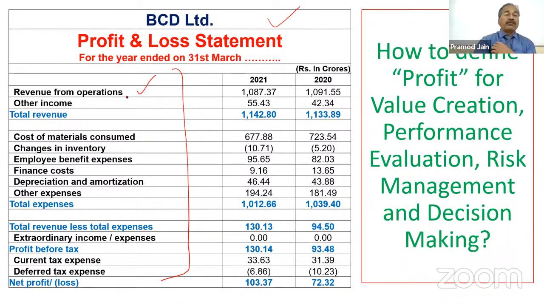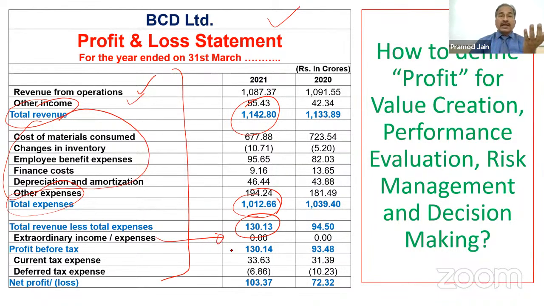So starting from the revenue and other income, you will have the total revenue. Then you will take all the expenses, then you will take the total expenses. From the total revenue, you will minus the total expenses. What you will get is your total revenue less total expenses. You will make adjustment for extraordinary items in case there are any, and what you will get at the bottom is known as profit before tax.